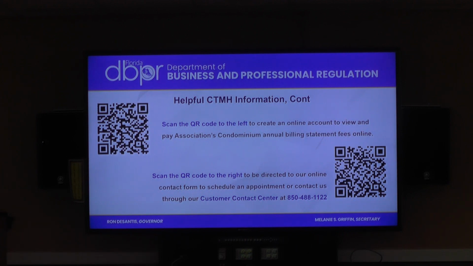We're in the process of redoing our website. You can anytime go to myfloridalicense.com and click on regulation and licensing, and then click on condominium, and then you go through.